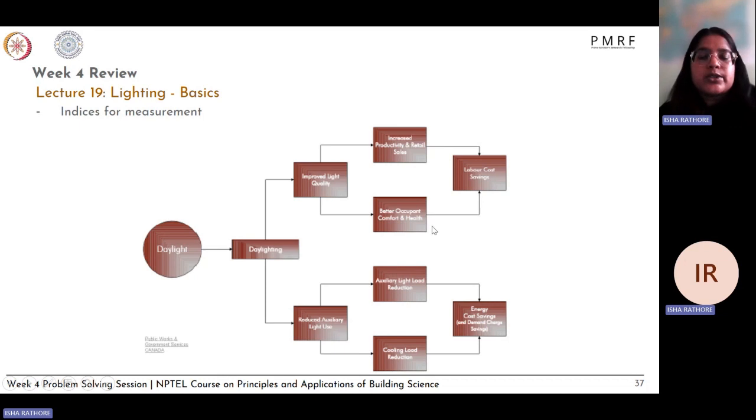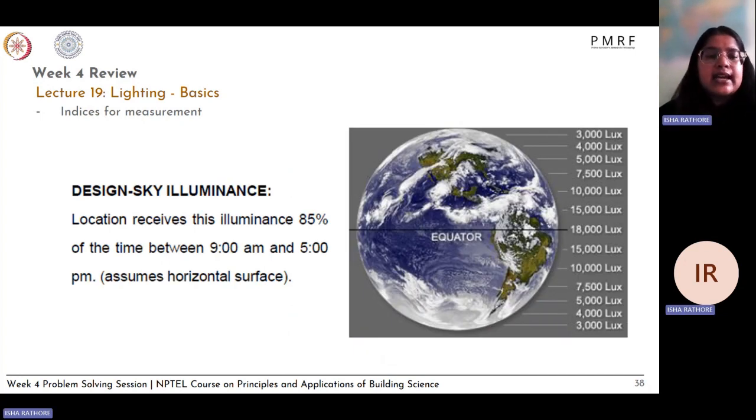Similarly, improved light quality is also associated with increased productivity and sales, better occupant comfort and health, which leads to your labor cost saving and things. So all of these effects are directly cumulative, basically. So daylight is an important component, especially if you're designing buildings. Then another term is the design sky illuminance.